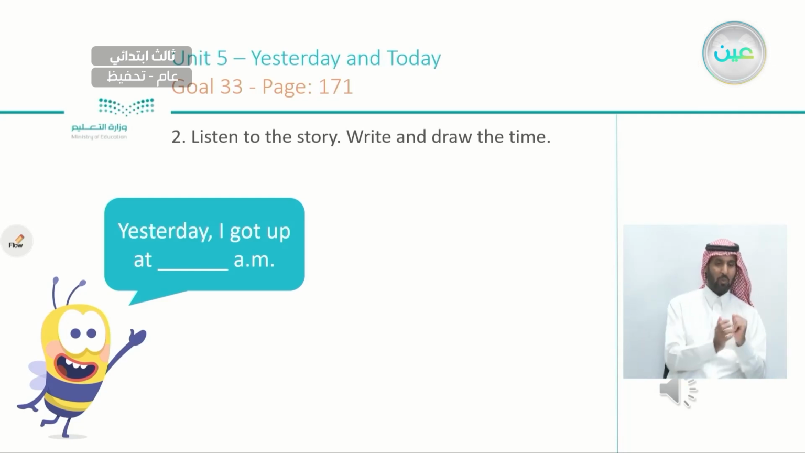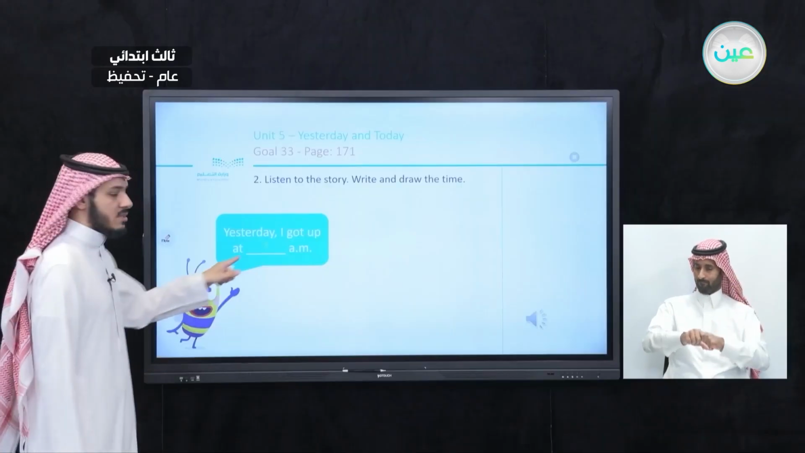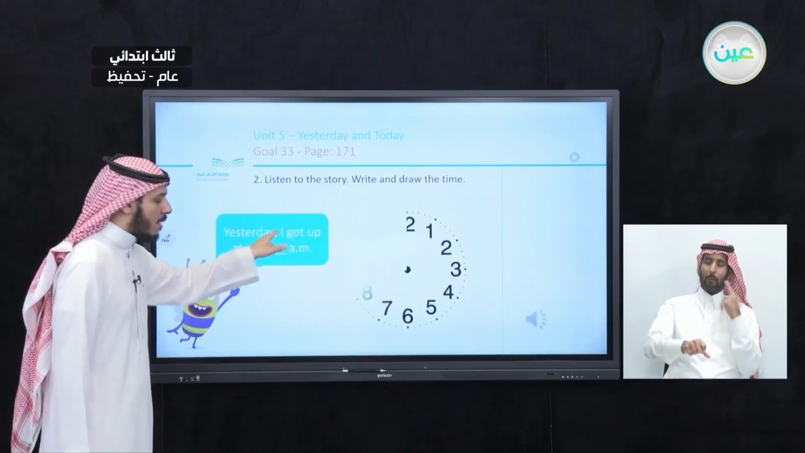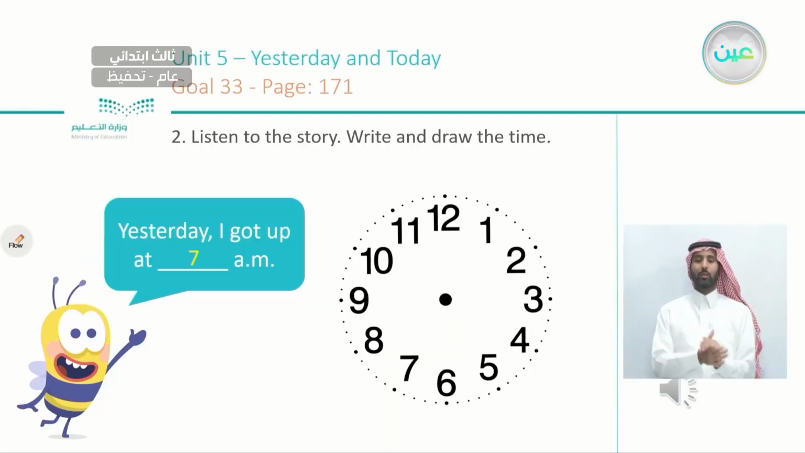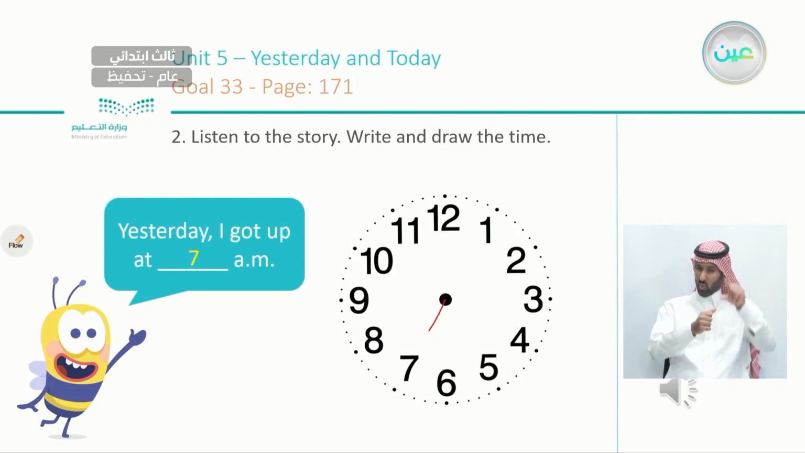Okay, what was the time here? Excellent, we have 7 a.m. a.m. means what? In the morning. Okay, now let's draw the hands here. Okay, so it's what? 7. So we will make the short one here and the long one here. So this is 7. Excellent.